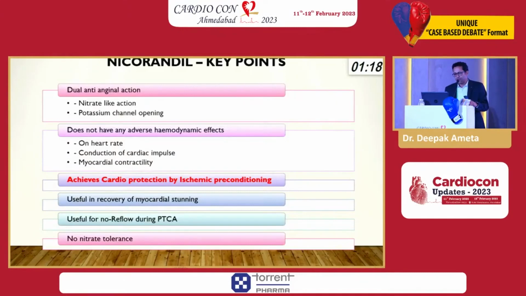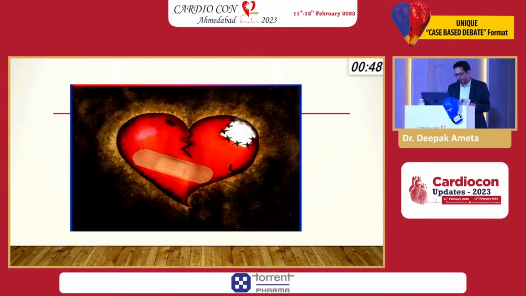So by looking at all the dual mechanism of action, its balanced vasodilatation, its multiple pleiotropic effects, nicorandil for me seems to be an ideal add-on anti-anginal agent, because it is a dual anti-anginal, does not have any adverse hemodynamic effects on heart rate, conduction system, or myocardial contractility, and it has a specific activity of ischemic preconditioning, useful in recovery of myocardial stunning, and it is for treatment and prevention of no reflow, and there is no tolerance like nitrates. So for me, the add-on drug is nicorandil.